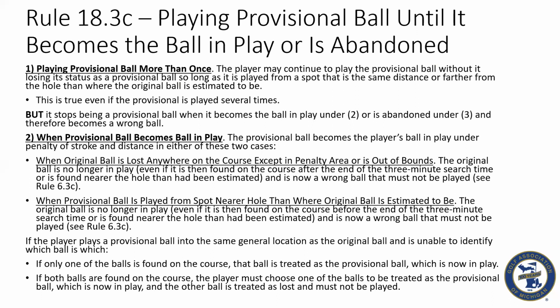If the player plays the provisional ball into the same general location as the original ball and is unable to identify which ball is which, we talked about this a few weeks ago. If only one of the balls is found on the course, that ball is treated as the provisional ball, which is now in play. And if both balls are found on the course, the player must choose one of the balls to be treated as the provisional ball, which is now in play, and the other one is treated as lost and must not be played. So this is if they're both in the same general location, and we're assuming the worst here in both these scenarios.